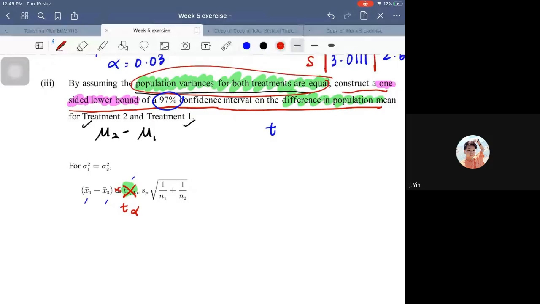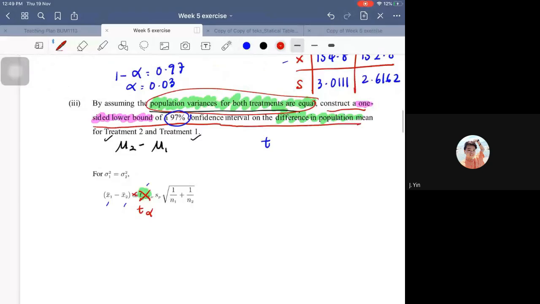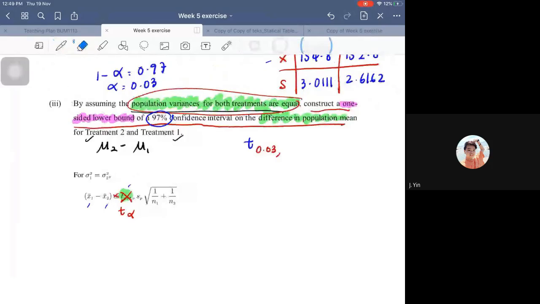So I need to find what is going to be T 0.03, so that is going to be the alpha. Let me write in detail over here so you can know it later. So this is going to be T alpha, nu only. The reason is that we wanted one-sided. So we need to find what is T 0.03 and nu.